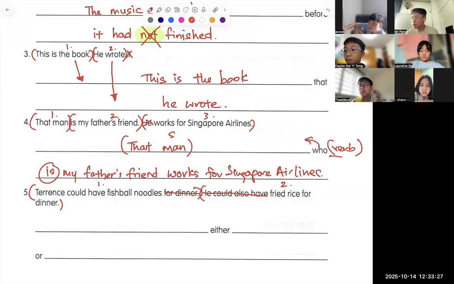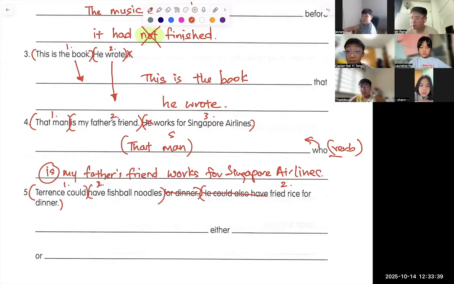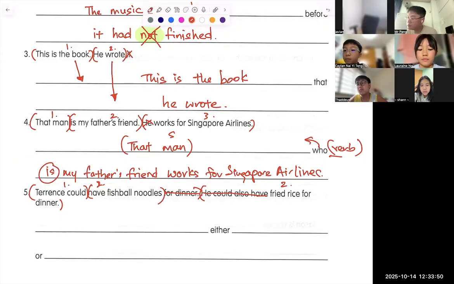Okay, so Terence could eat. Oh, so either, Terence could. I see. So you see, you got to put your Terence could as bracket number 1. Then down here, have fishball noodles should be bracket number 2, because now your have fishball noodles is coming after your either. Am I right? Yes. Okay, so be a bit careful with your preparation. Okay, start again from the beginning. Just read the answer out. Terence could either have fishball noodles or fried rice for dinner.